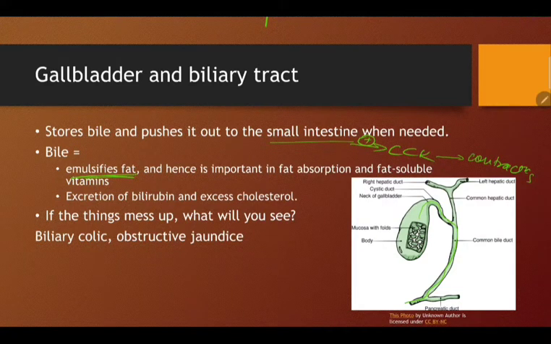So now, gallbladder, just remember, it does not make the bile per se. The liver makes the bile, which comes from the right hepatic duct and the left hepatic duct, through the common hepatic duct, and then it goes into the gallbladder, and that's where it's stored. All right. It also helps with excretion of bilirubin and excessive cholesterol. If things mess up, what will you see? Biliary colic, which is a right upper quadrant pain, and obstructive jaundice. We have already spoken about that, right?